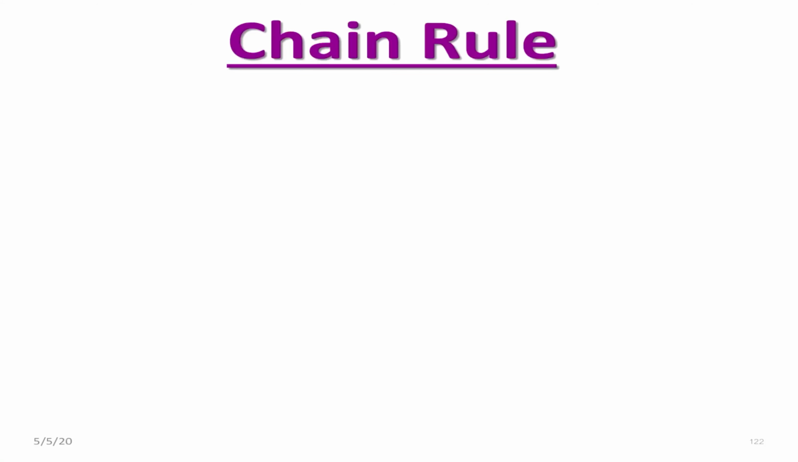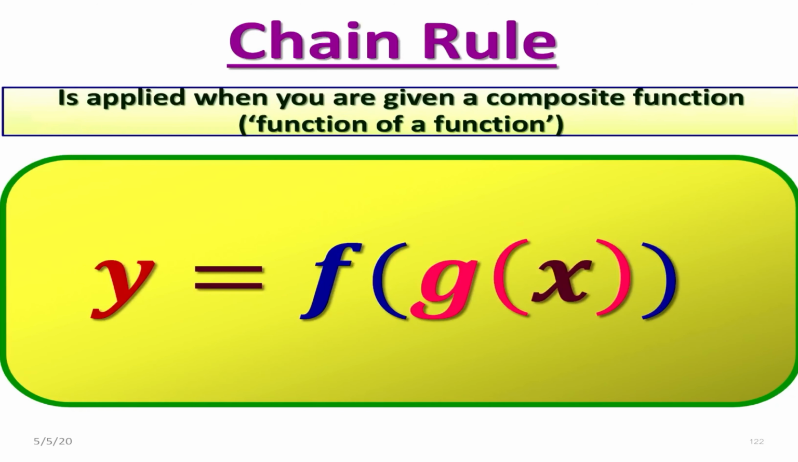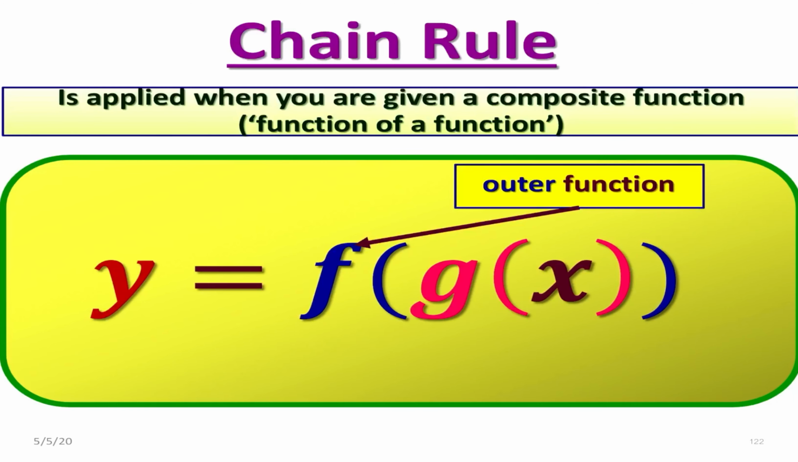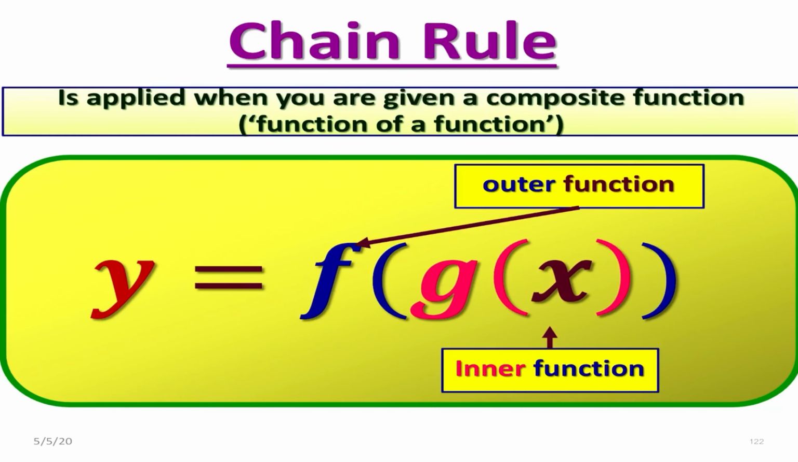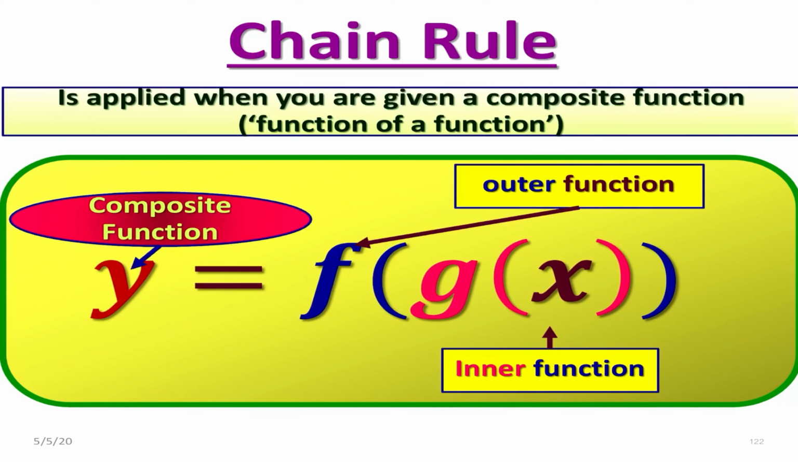In this video, I will show you how to use the chain rule for finding derivatives and when to use it. The chain rule is applied when you are given a composite function, or function of a function. Say we have y equals f of g of x. Your outside function f is also called the outer function, and whatever you have inside, g of x, is called the inner function. So your y is a composite function, meaning it's made of another function g of x.